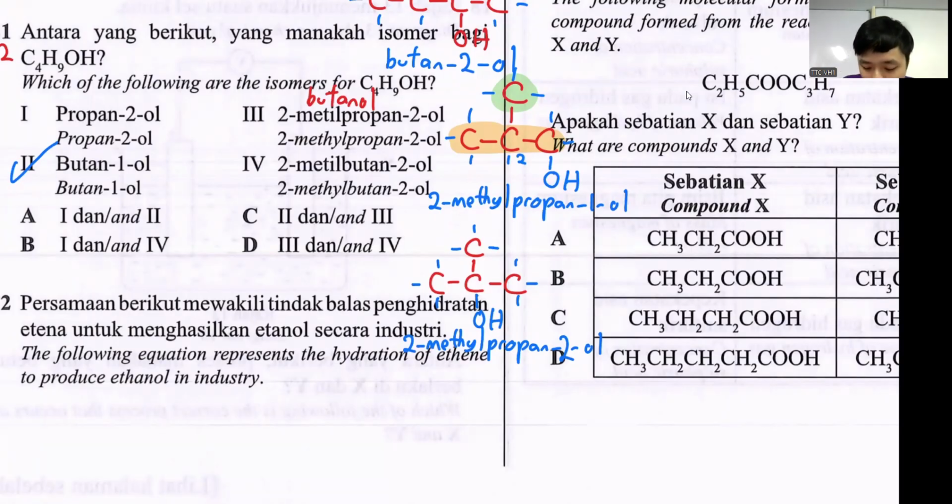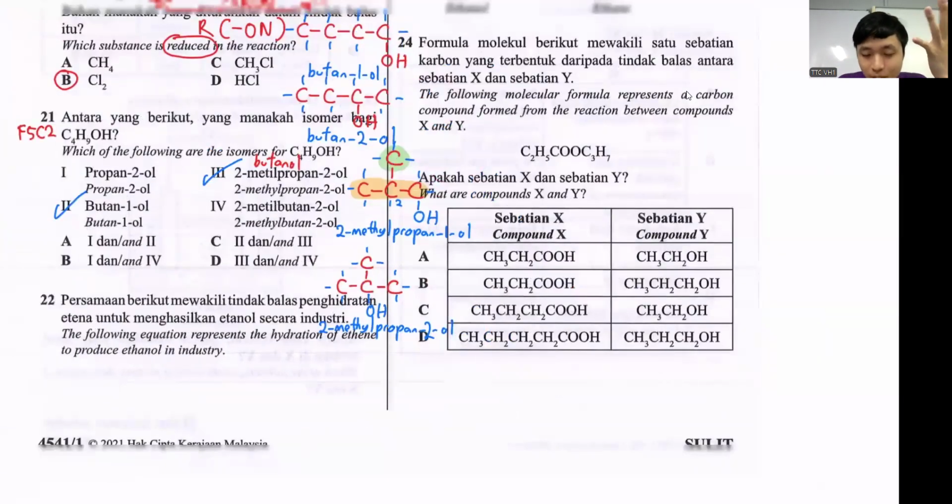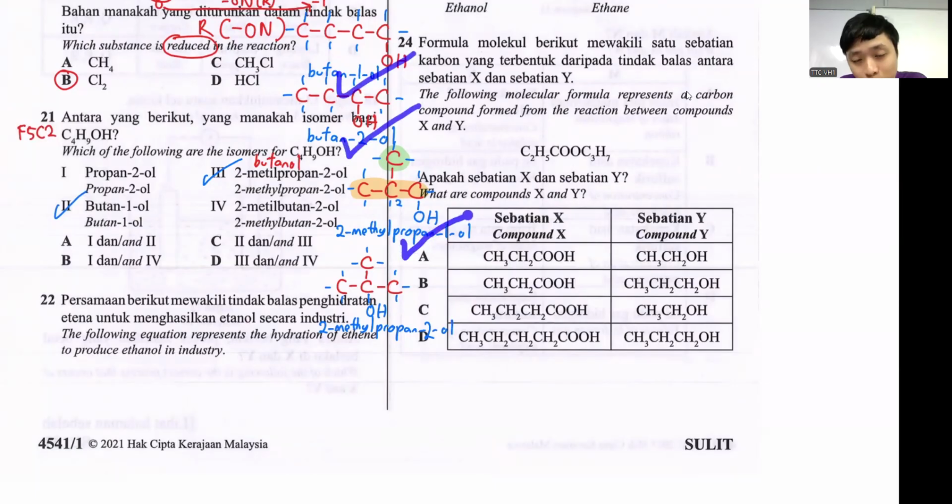But in this case, the best answer is the third, 2-methyl propan. You have 4 isomers, right? Butan-1-ol, butan-2-ol, 2-methyl propan-1-ol, 2-methyl propan-2-ol. So the answer is C. Okay, with the isomer.